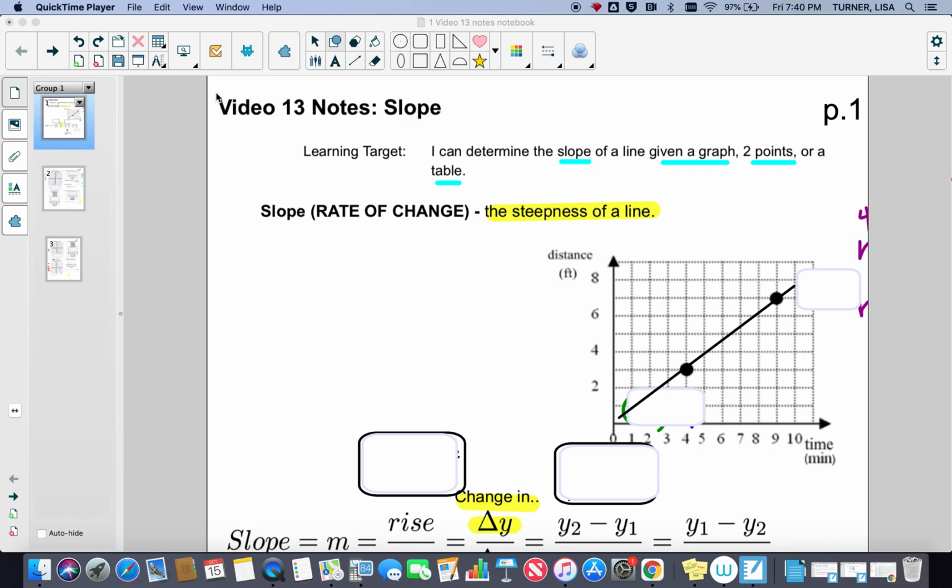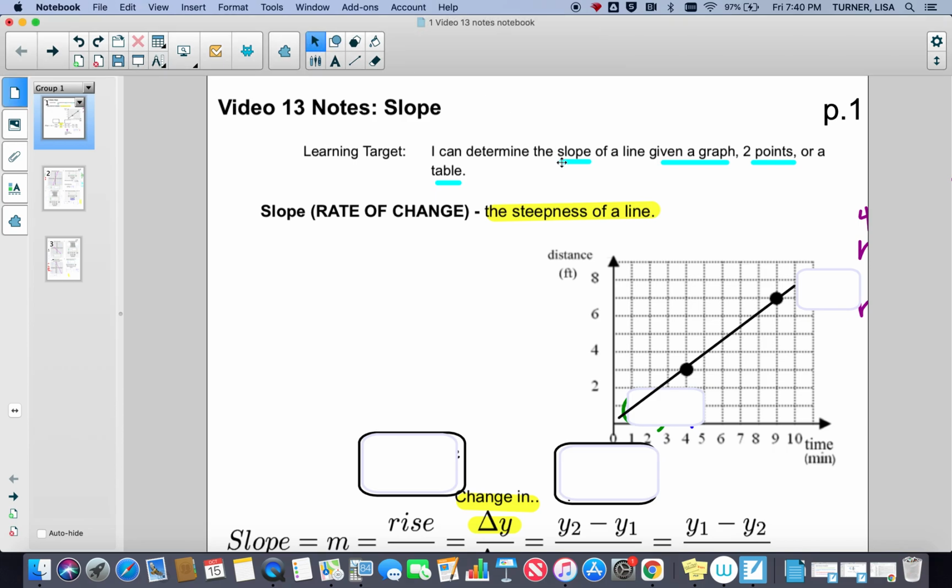It's all about slope. So if you could start off by grabbing your highlighter or pen and underlining that word slope. We've been doing it a little bit already. This is a little more formal because you need to be able to get it given a graph, 2 points, or a table pretty consistently. So these notes hopefully will help you.